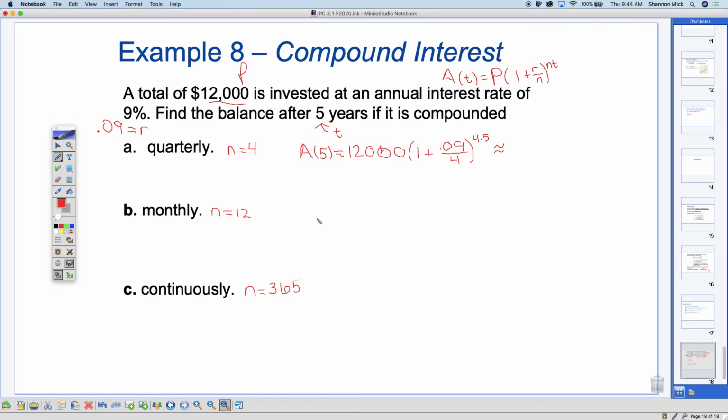Okay, now we're going to fill this one out before we jump to our calculator. When I do one problem, I do all of my equations for that one problem, then I go to my calculator, because then it keeps my brain doing the one thing. Does that make sense? So now what's my equation going to look like here? What's the only thing going to change? My N. So I have A of 5 equals 12,000.